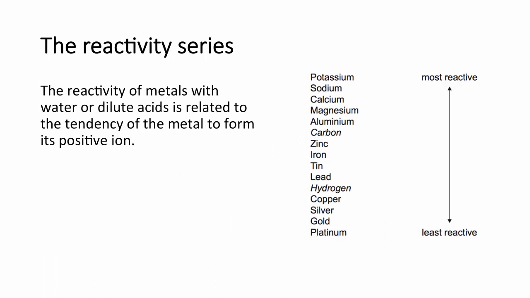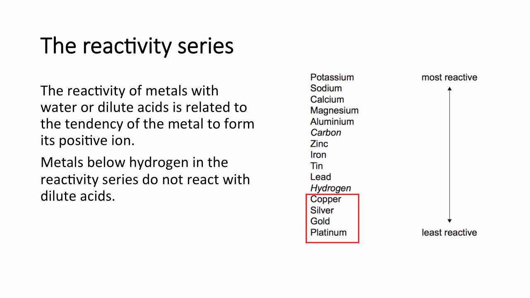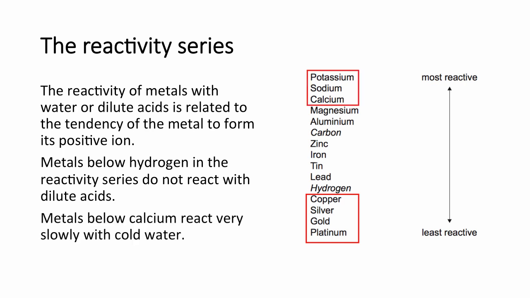The reactivity of metals with water or dilute acids is related to the tendency of the metal to form a positive ion. Metals below hydrogen in the reactivity series do not react with dilute acids because hydrogen ions in solution will have a greater tendency to form the ion. Metals below calcium react very slowly with cold water because the metals below calcium have a weaker tendency to form positive ions than reacting it with water.